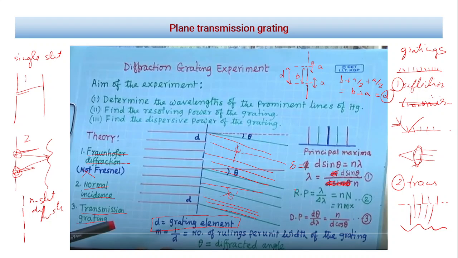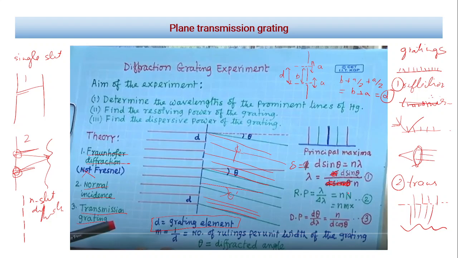N is the order. Resolving power also we can calculate for this, which will be given by lambda over delta lambda, which will be equal to n multiplied by capital N. Now what is capital N here? What we mean by capital N is the number of lines in the grating. So small m is the number of lines per unit centimeter or per unit inch, but here capital N means all the lines, not per unit length, just how many lines there are.